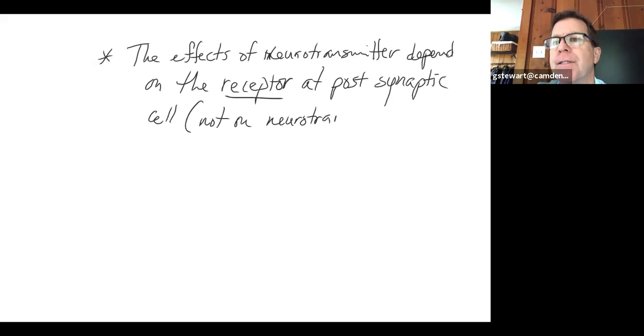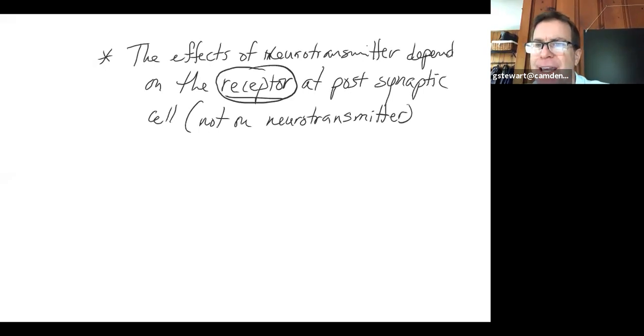So the chemical itself does not dictate the effect at the postsynaptic cell. It's the receptors at the cell that dictates the response of that chemical. All right. Now I'm just going to briefly mention two different neurotransmitter receptor actions, not the types, but I'm gonna write neurotransmitter pathways.